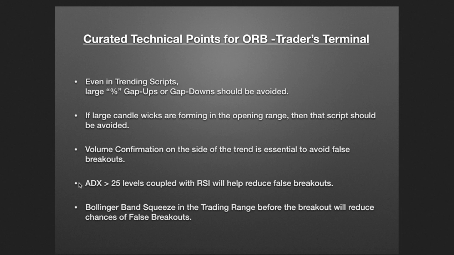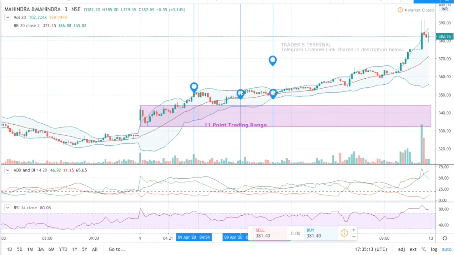This is very important point, I'll repeat. ADX above 25 levels coupled with RSI will help reduce false breakouts. And number 5. Bollinger Band squeeze in the trading range before the breakout will reduce chances of false breakouts. So let's see which all points fit in the example we've taken.